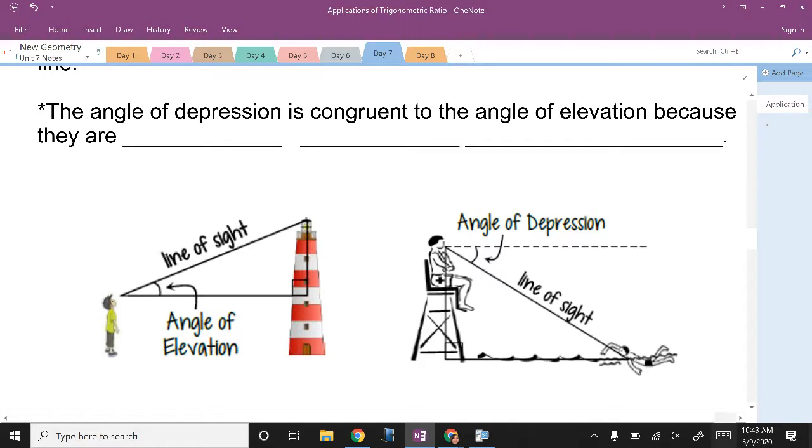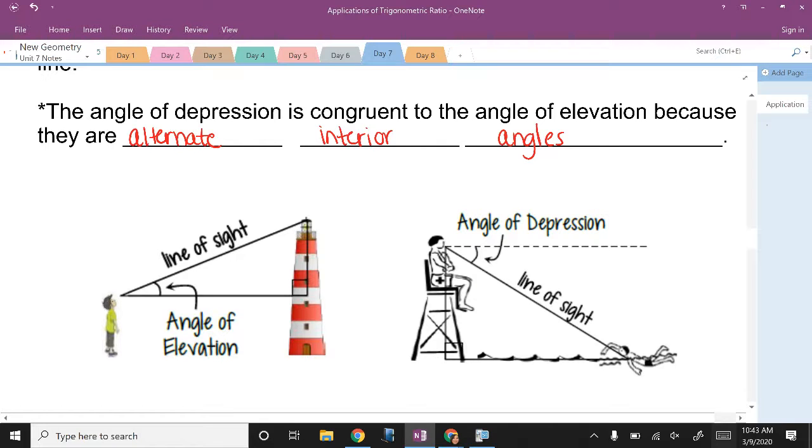So angle of elevation and depression are congruent because they are alternate interior angles because of those horizontal lines. Okay, so the lifeguard's angle of depression is going to be the same as the swimmer's angle of elevation because of these being alternate interior angles. Pretty cool, isn't it?